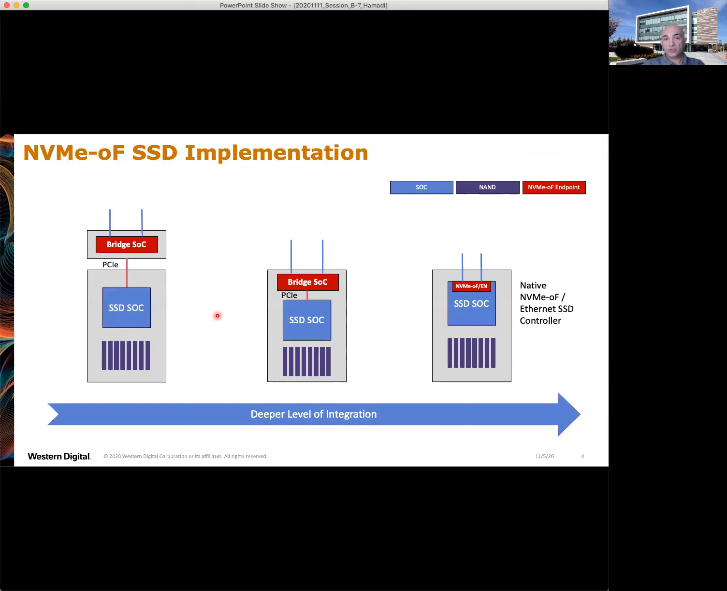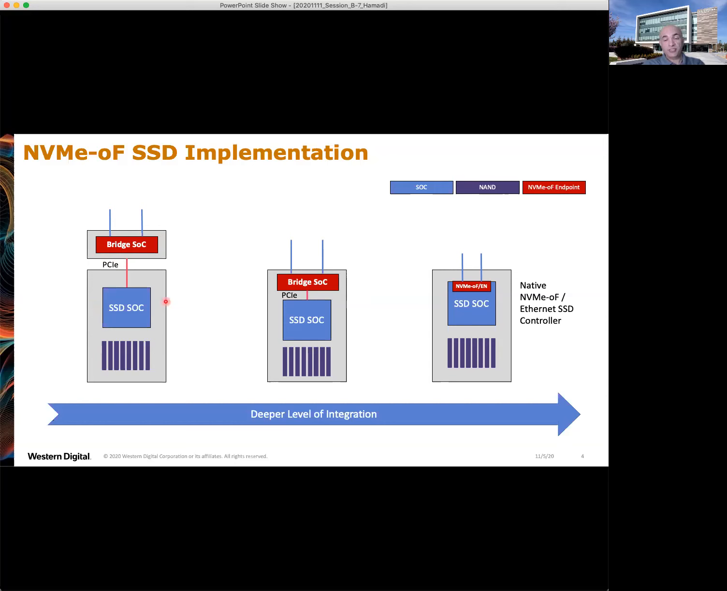Let's move on to the NVMe over Fabrics SSD implementation. Again, starting from the left-hand side of the slide, what you see in a typical SSD today is an SSD controller, of course. You see a bunch of flash, you see some DRAM, and you see miscellaneous other smaller components. So one way to get to NVMe over Fabrics drives is by slapping an interposer on top of that, simply converting between PCIe on one side, Ethernet, and NVMe over Fabrics on the other side.